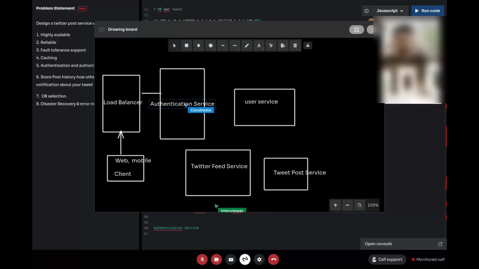So where will we have the cache here? The active users can be in the cache. So let's say I have a cache, and then this same thing can also be used in the cache here as well. Then what else will we have? Between the feed and the tweet service, that can also drive the traffic to the load balancers.